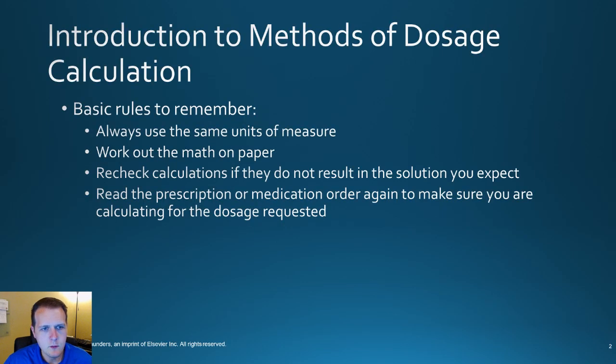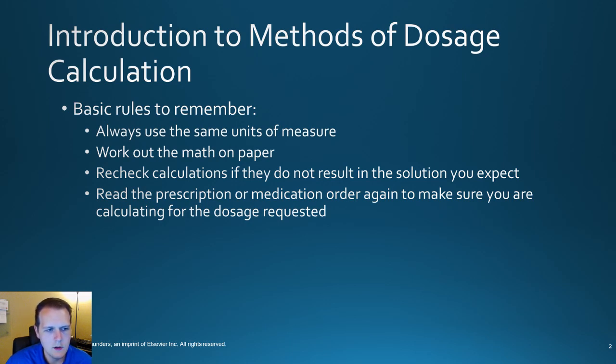So just a few basic rules to help you out through this process. One, always make sure you're using the same units of measure, so that way you're getting the proper conversions done. If you're mixing and matching your units, it could lead to some incorrect solutions. It's always helpful to work out your math on paper, to double check yourself and make sure you follow your units and you're crossing out things appropriately. And if a calculation gives you something that you don't expect, it's always good to recheck your math just to make sure everything was done appropriately, okay?